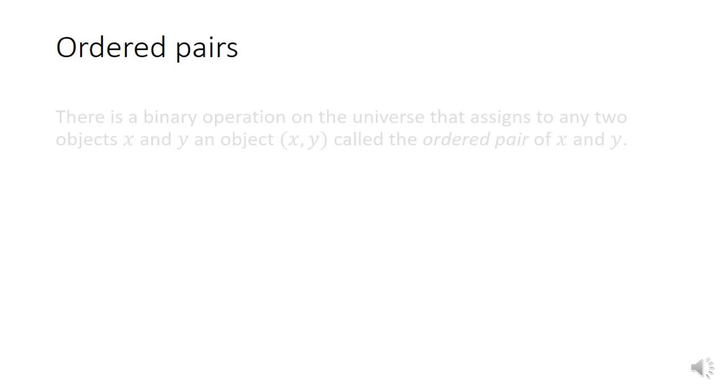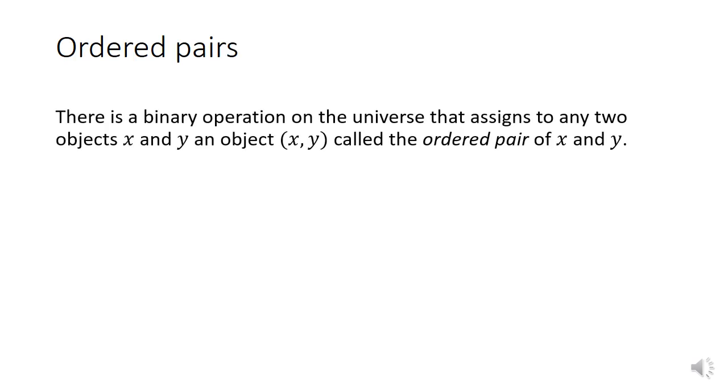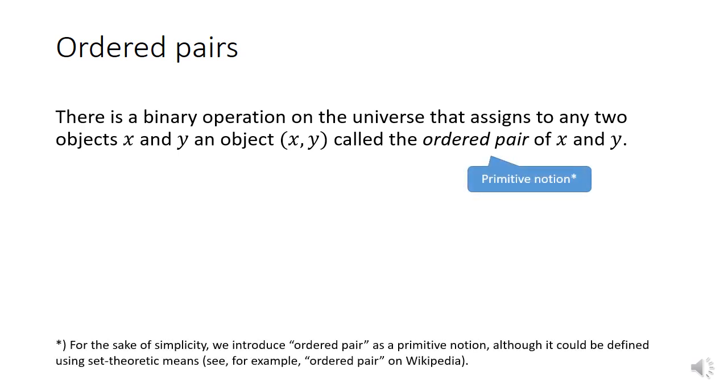We assume there is a binary operation on the universe that assigns to any two objects x and y an object (x, y) in parentheses, called the ordered pair of x and y. We have thus said how we denote ordered pairs, but not what an ordered pair is, just as we have not said what a real number or what a set is. For the sake of simplicity, we introduce ordered pair as a primitive notion, although it could be defined using set-theoretic means. See, for example, ordered pair on Wikipedia.